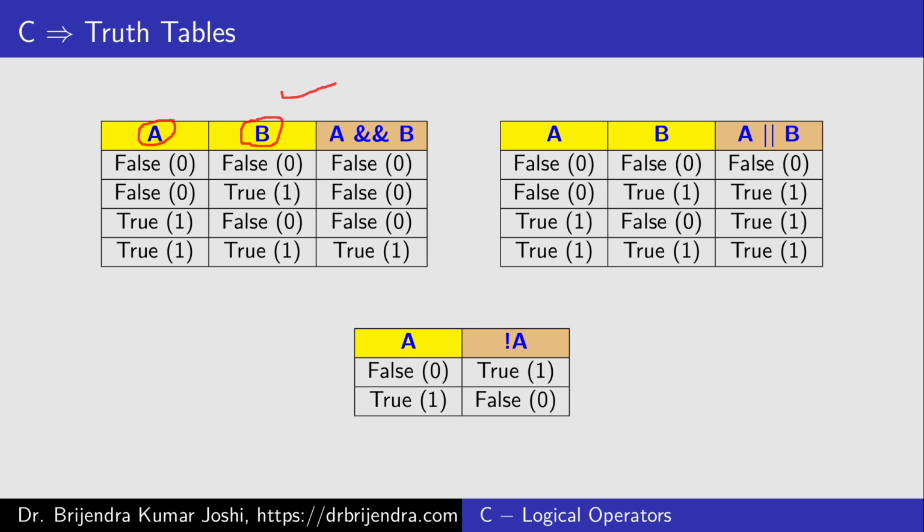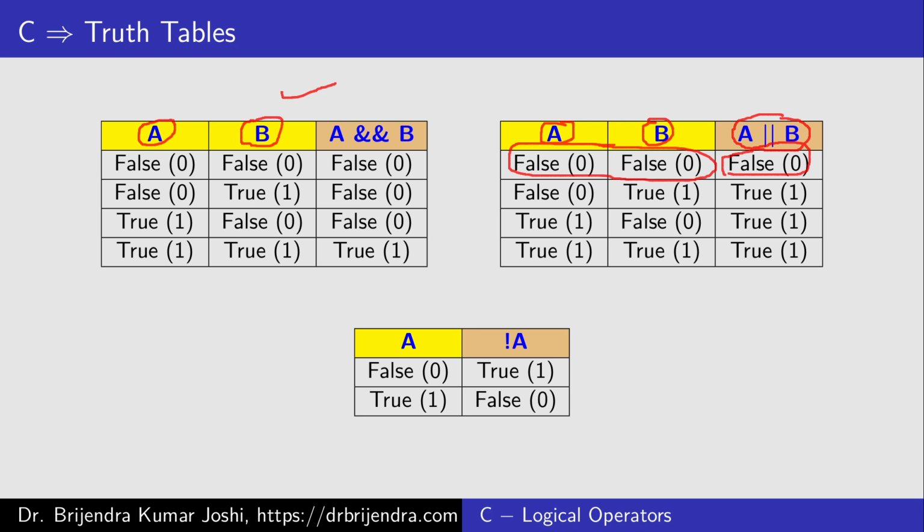Similarly, this is the truth table for logical OR. Here you can observe that the logical value of A or B would be false if and only if both A and B have logical values false. Or you can say, if any one of the two logical variables or expressions A or B is true, then A or B is true.